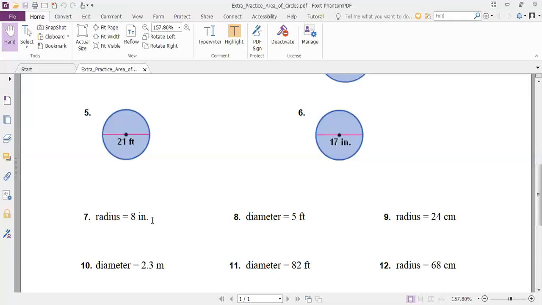Right, Muhammad? So if I make 3.14 times 8 power 2, or 8 times 8, which is 64 directly, it equals 3.14 times 64. It equals 200.96, which equals 201. Excellent.